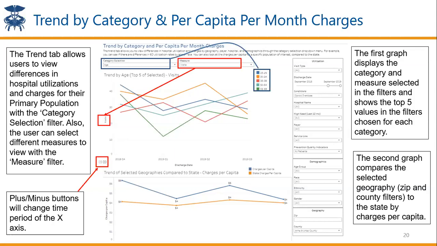The chart below will show you the charges per capita. The orange line will be the statewide average, and then the blue will be the selected geography. So this is a way to compare a geography to the state. And again, this can be either at the county level or zip level.